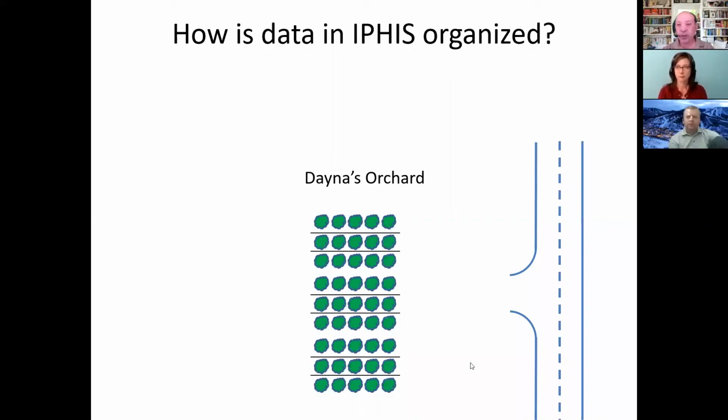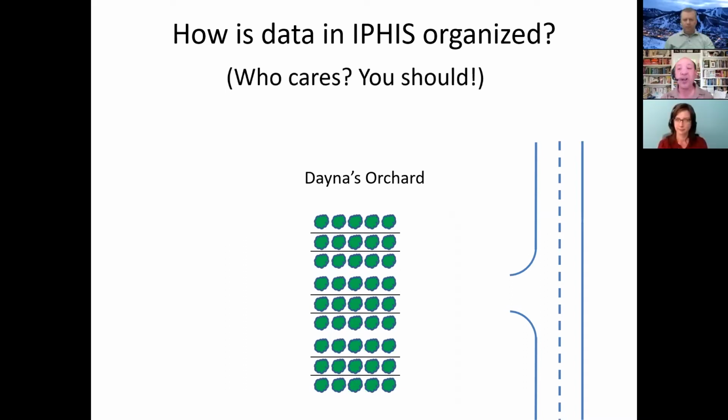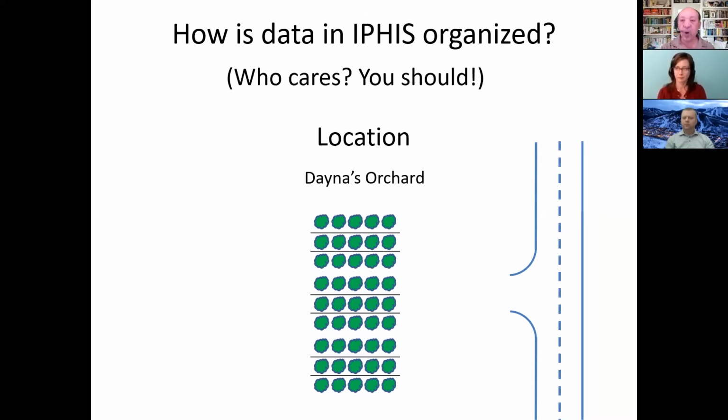What is a location? Before you create a location, you should define what a location is so that everybody's defining it the same way. This is Dana's Orchard. The people who should care about it is you. You should care about how the data is organized in the IPHIS. And part of that organization is understanding the definition of the words that we're using, or the lexicon of words like we talked about in the other module. Dana's Orchard is what we call our location.